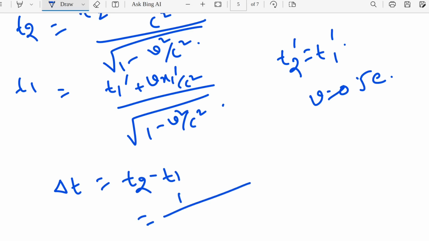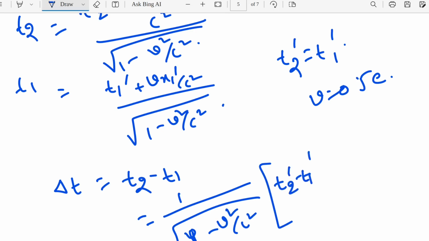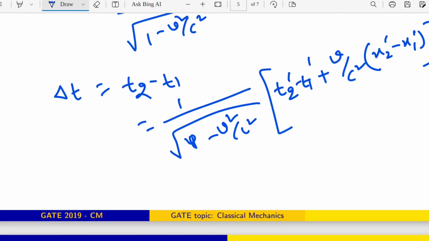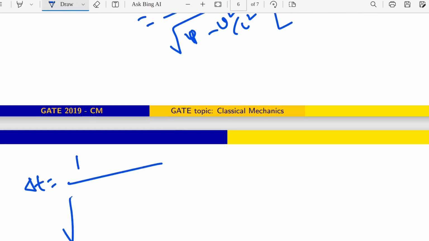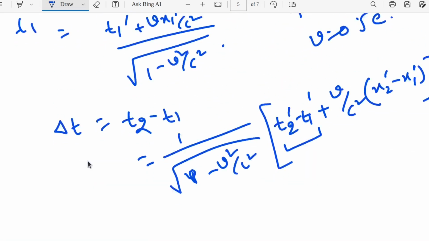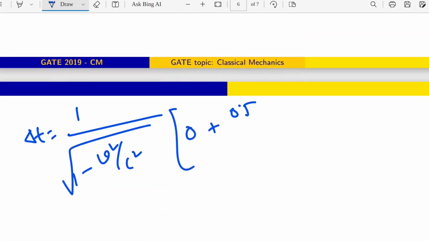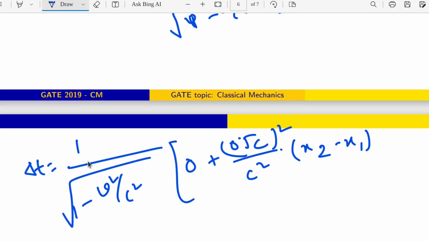Now 1 over root over 1 minus v square by c square will be common, and it will be t2 prime minus t1 prime plus v by c square into x2 prime minus x1 prime. It is already given that t2 prime equals t1 prime, that means delta t prime equals 0. Now v by c square, where v is 0.5 times c, whole square divided by c square, into x2 prime minus x1 prime.